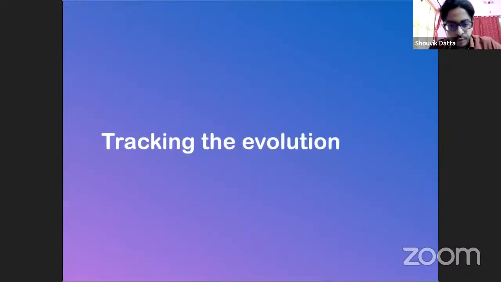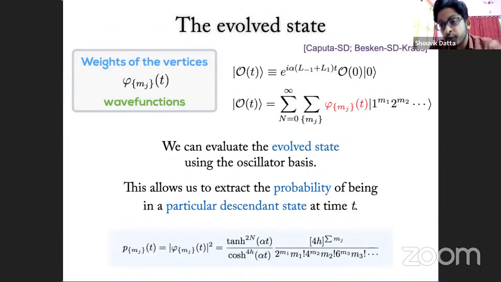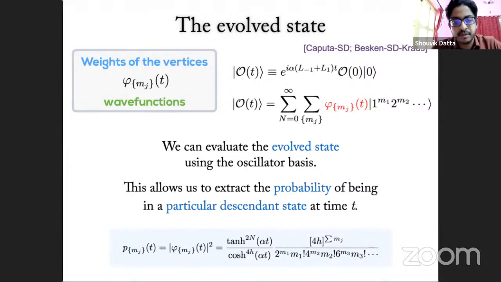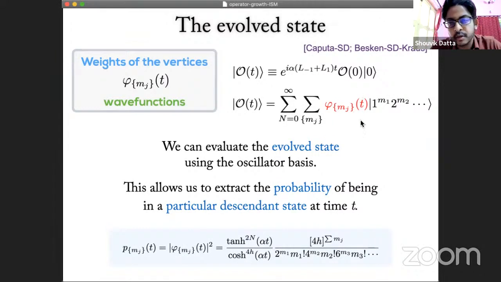So we can track the evolution further by evaluating the evolved state or the evolved operator very explicitly. And that is going to be a linear combination of descendants of this operator O, since it's a primary. And we can get these wave functions very explicitly. And from there, we can calculate the probabilities of reaching a particular descendant state at time t. So it's given by the mod square of these wave functions. And it depends on the specific details of the integer partition, and it's given by this.